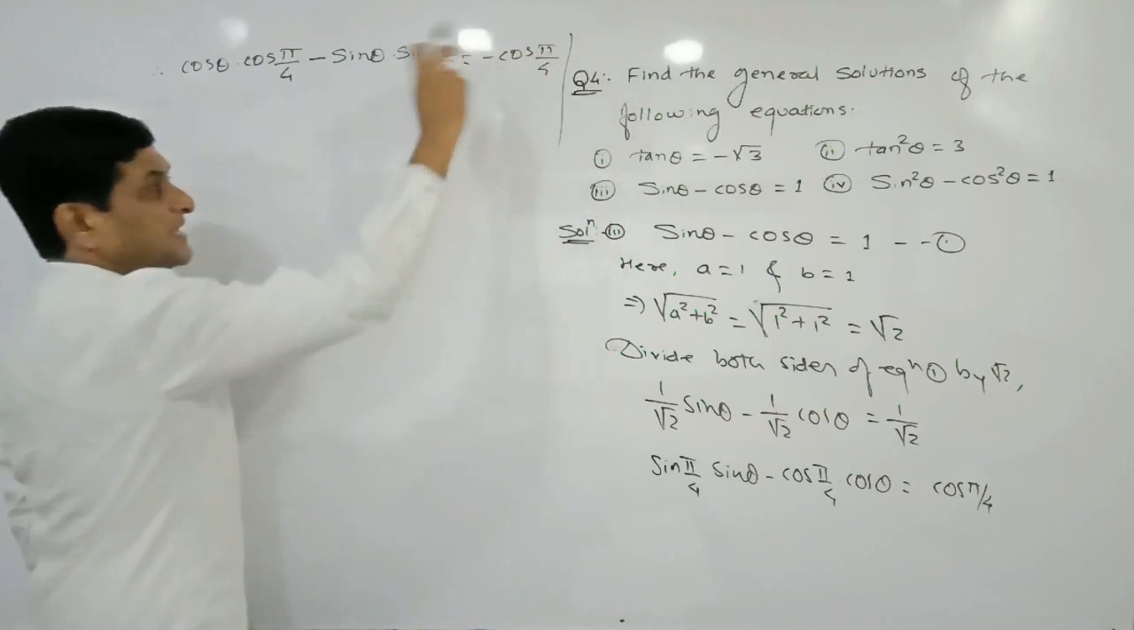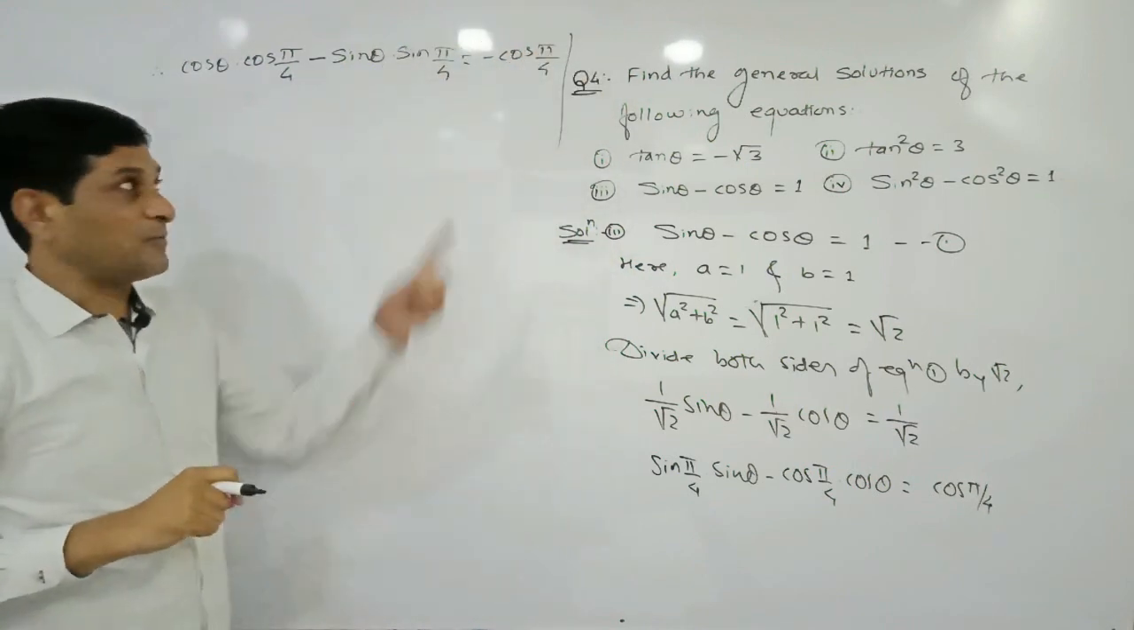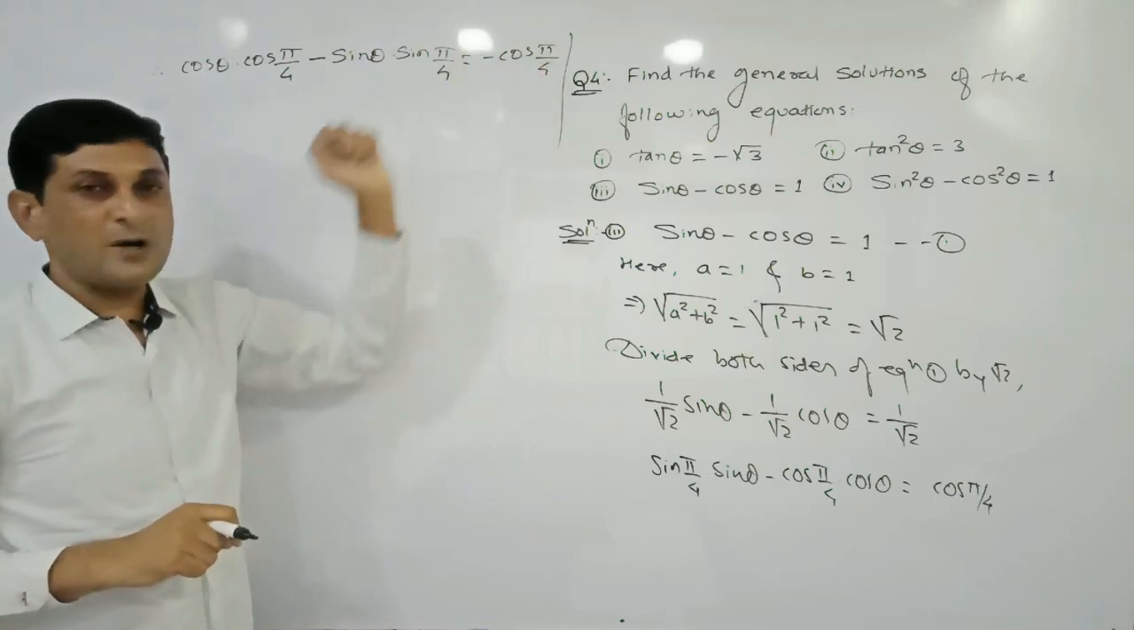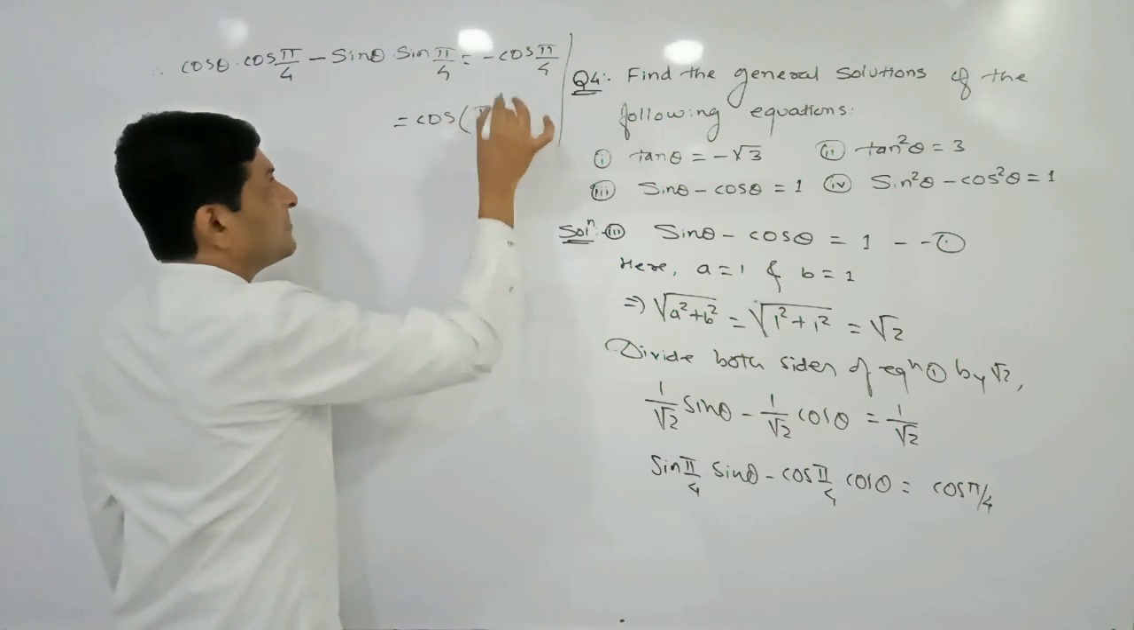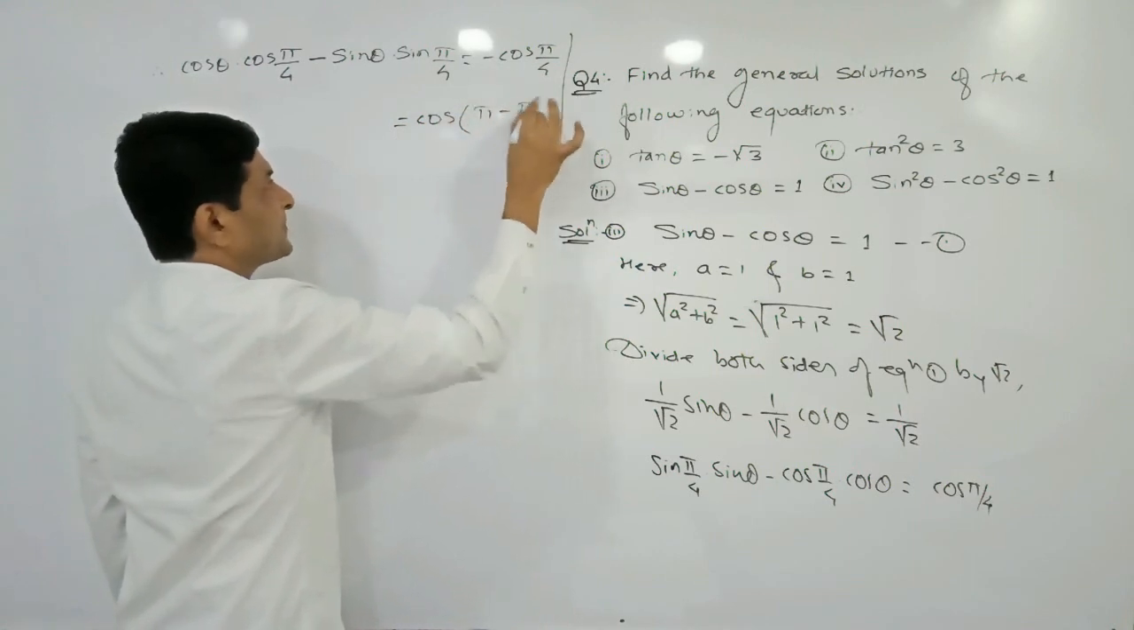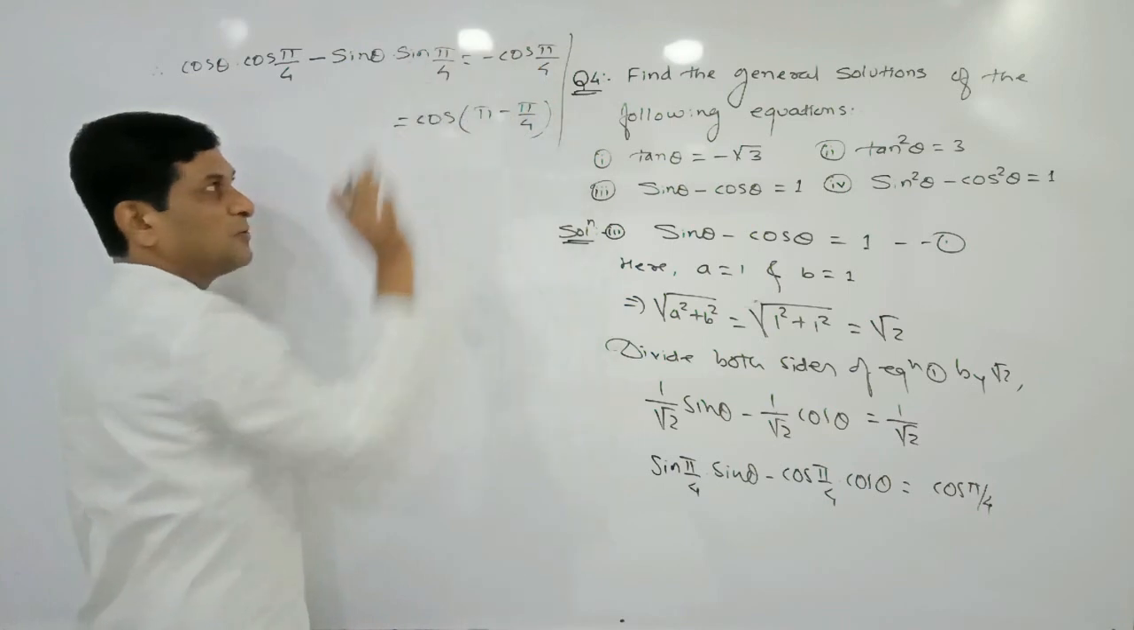So here we can say that according to the allied angle formula, minus cos theta can be written as what? Cos pi minus theta. What is theta here? Pi by 4. So cos pi minus theta is equal to minus cos theta.